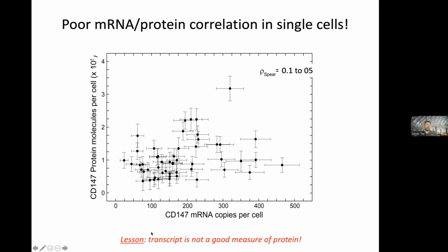A lot of experiments use transcripts, mRNA, as a proxy for protein, but this and many other studies in this area show that the existence of mRNA does not necessarily guarantee the existence of protein in these cells. If that was true, we would have expected all these dots to lie on this really nice diagonal, and the correlation coefficient should have been much larger than what we observe here.